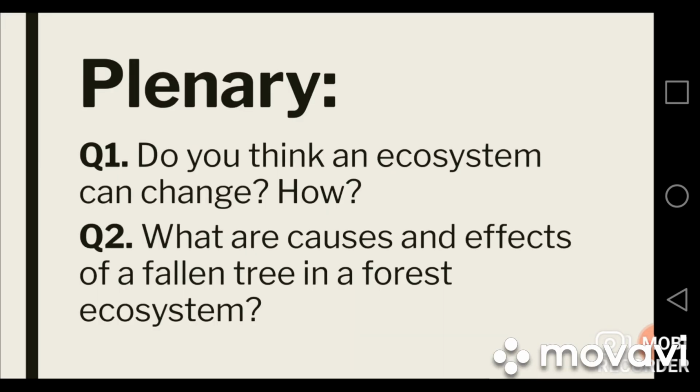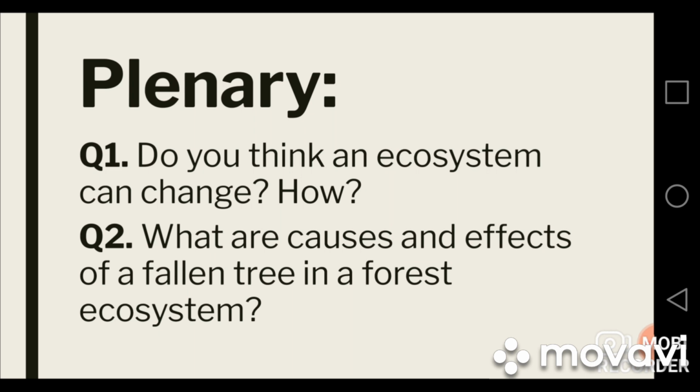Here are some plenary questions for you. You don't need to answer these questions in the notebook. You just have to answer them orally. Do you think an ecosystem can change? How? As we know, ecosystems can change. They can change in different ways.